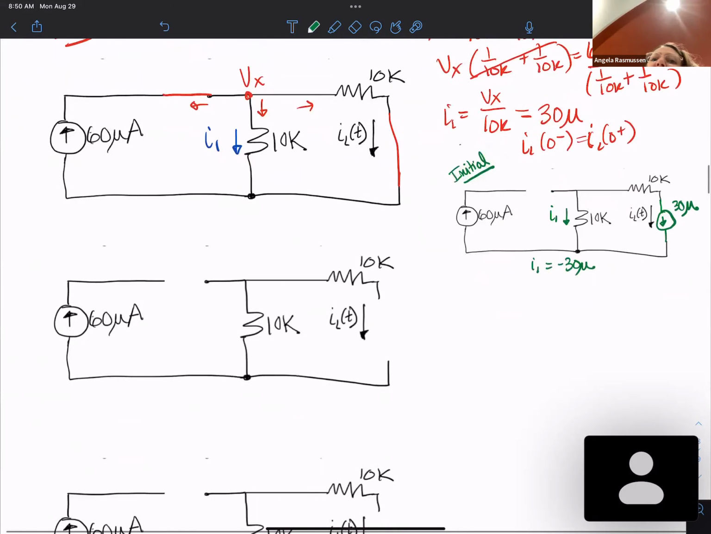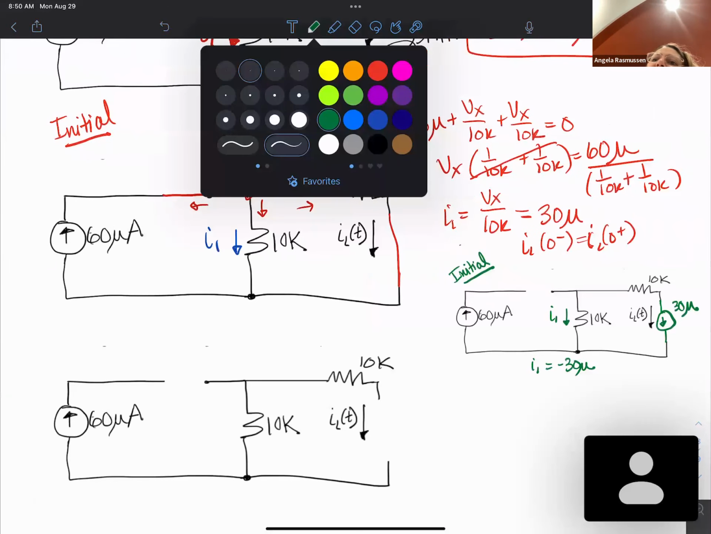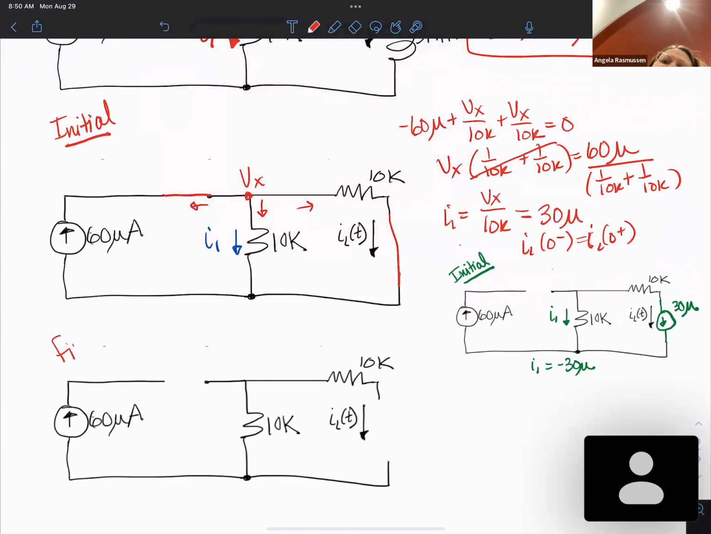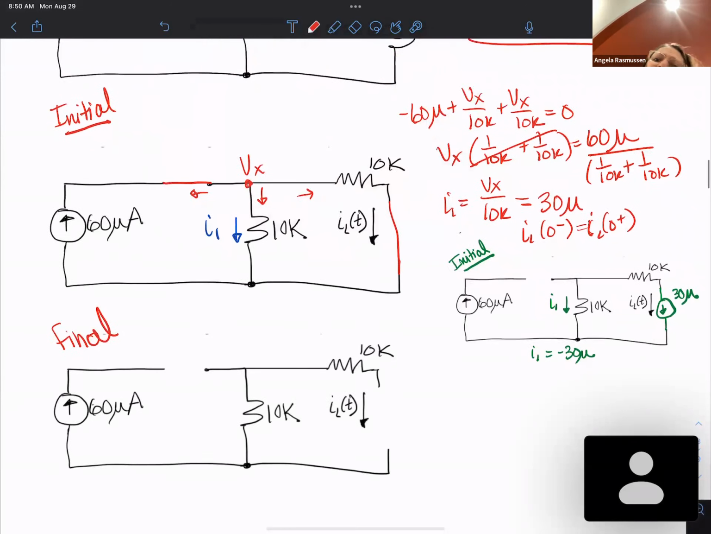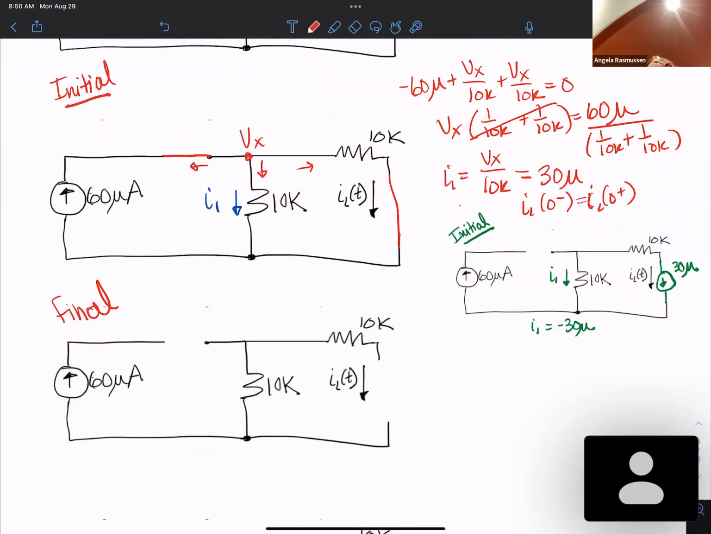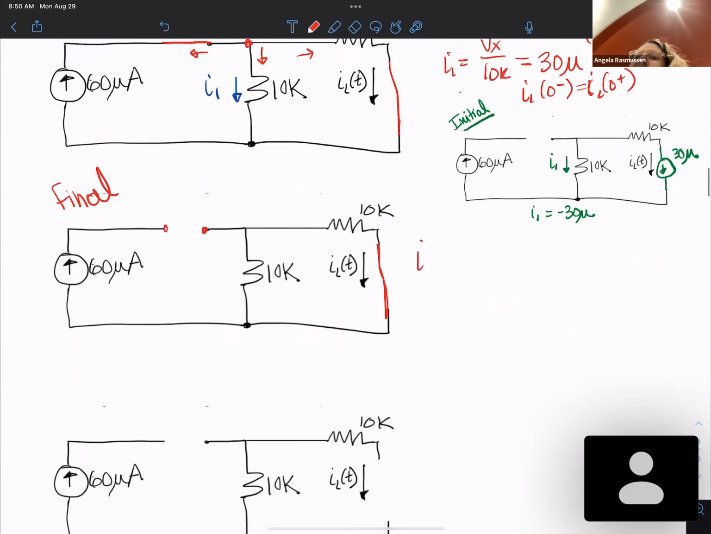So going back to IL, we have the initial value. We need to find the final value. So what is the switch in the final position? It's just an open. And again, this has sat for a long time, so it becomes a wire again. And hopefully you can see here, there's no connection to any power source. So that one would be zero. So the final value would be zero.